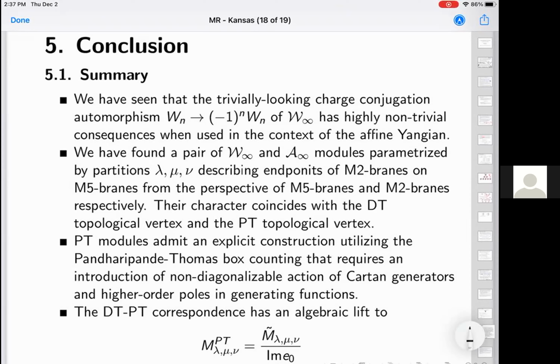This non-diagonalizability, this sort of Jordan block, is it infinite or does it end up? If I subtract the diagonal part, will it be nilpotent of finite order?